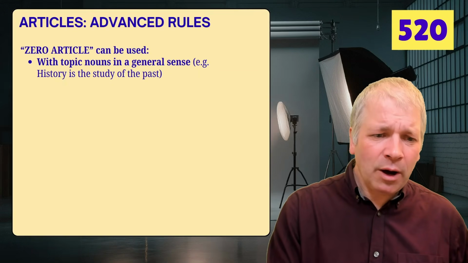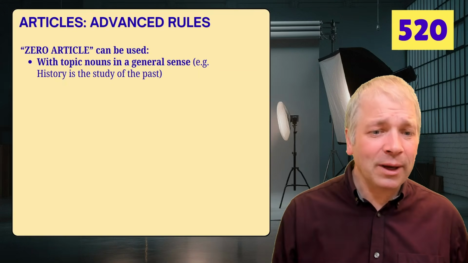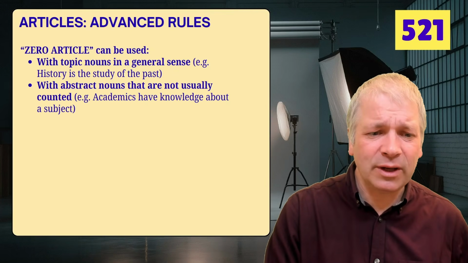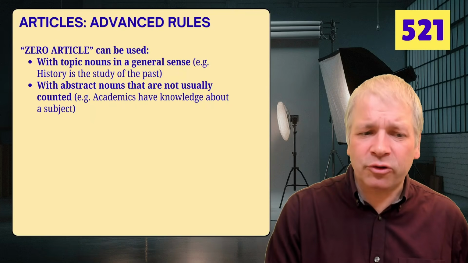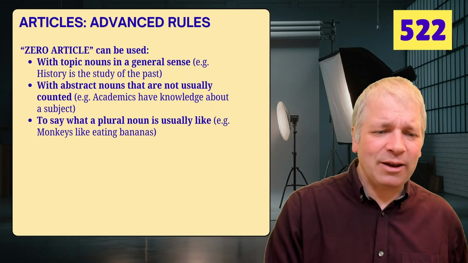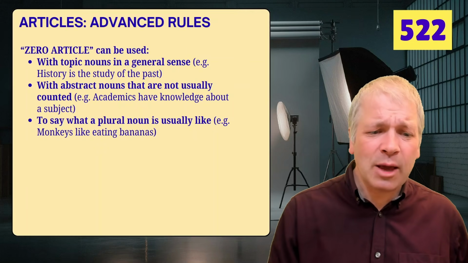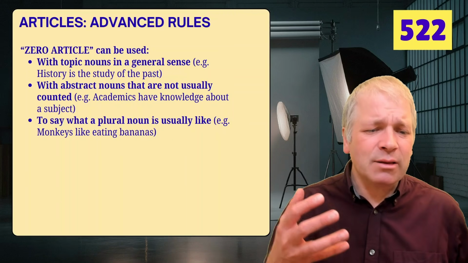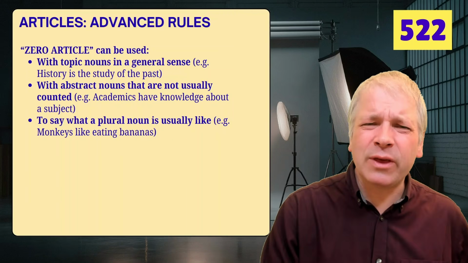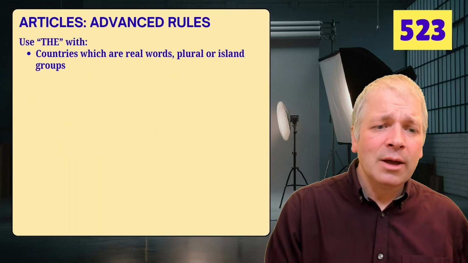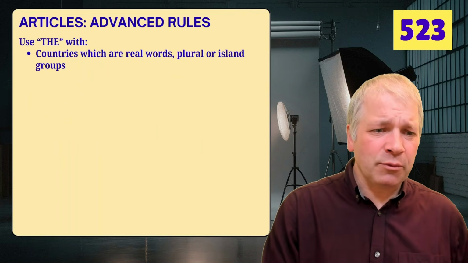And with the zero article, if you have topic nouns in a general sense, so something like history, don't put an article in front of it, or abstract nouns that are not usually counted, like knowledge, you wouldn't put the article in front of that. And to say what a plural noun is usually like. For example, monkeys like eating bananas, which is a bit like the example we saw before with a and an, showing the flexibility. Now for some more specific rules.